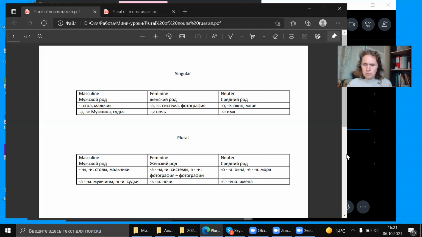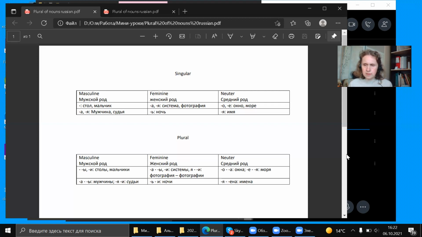Feminine nouns. Also, а becomes ы, я becomes и. Система, системы, фотография, фотографии. Those ending in a soft sign will get an и instead of the soft sign. Ночь, ночи. The stress again, as you can see. So the thing with the stress is very random, I'd say.